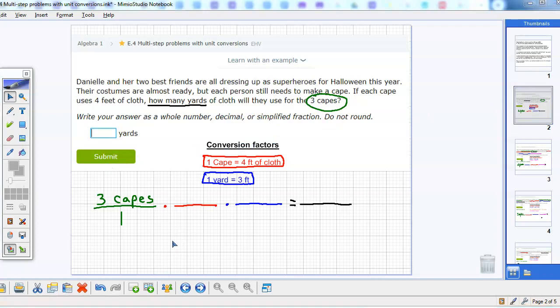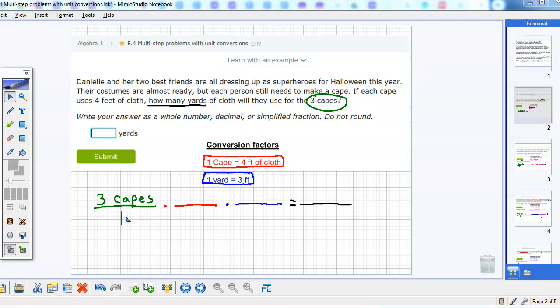All right, so we have Danielle. Her and her friends are dressing up for Halloween this year. It looks like they're buying some material here for capes. So they tell you if each cape uses 4 feet of cloth, how many yards of cloth will they use for 3 capes? So how many yards is what they're asking.